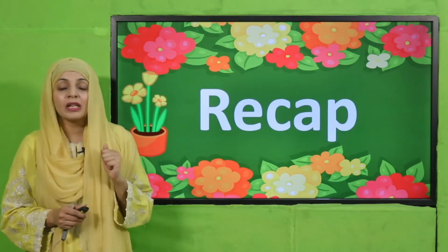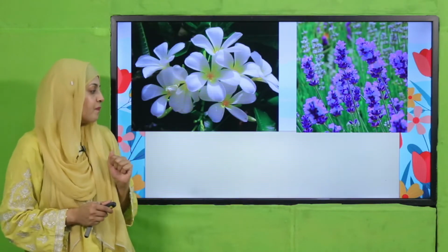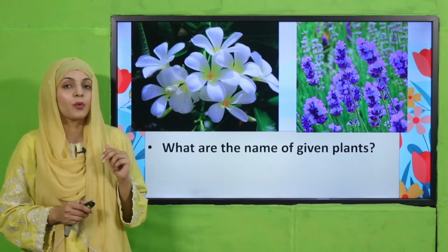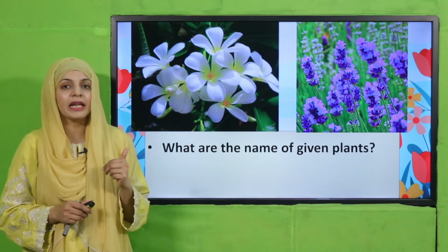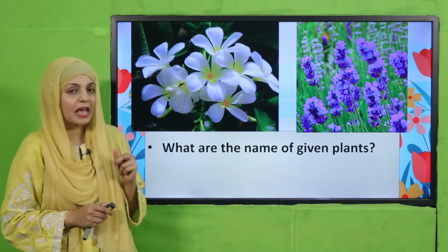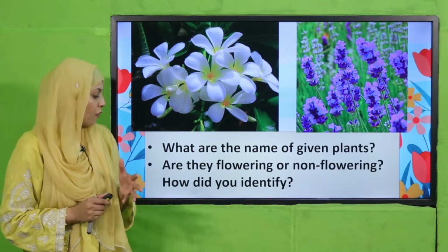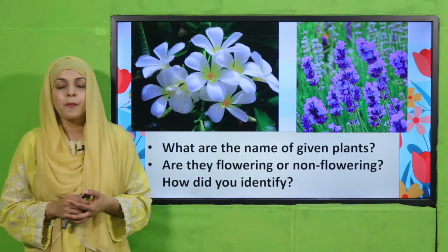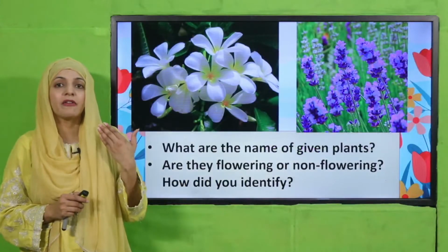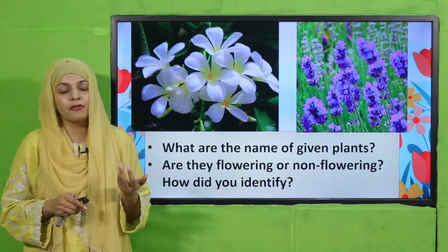So my dear students, let's quickly recap what we did in the previous lecture. Look at these pictures very carefully and then tell me what are the names of given plants. आपको दो तरह के plants ऊपर नजर आ रहे हैं. Both have flowers. Quickly name them. The first one with white flowers is jasmine and the second one is lilac. Now are they flowering or non-flowering? How did you identify? Very good. Because both have flowers, that is why they are flowering plants. And we identified them because of their flowers.